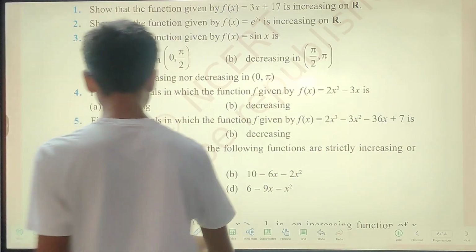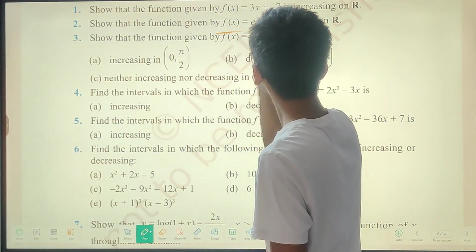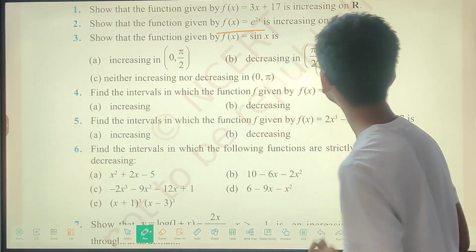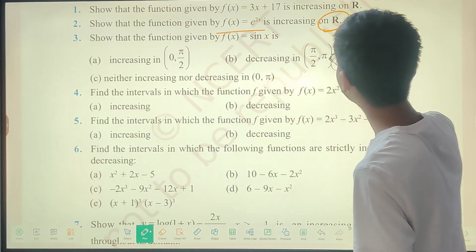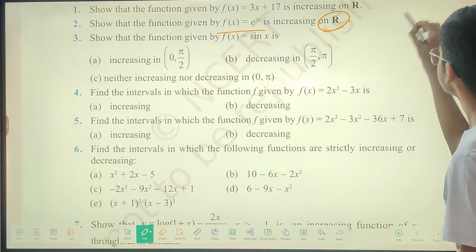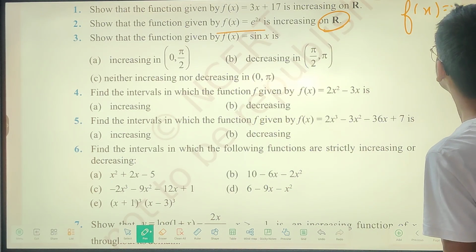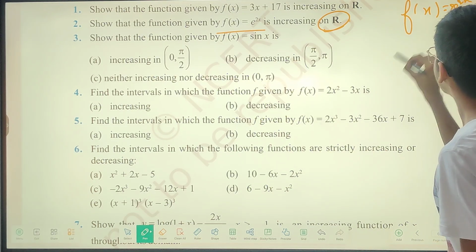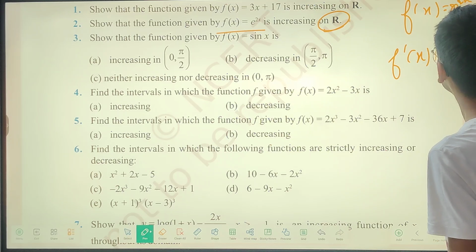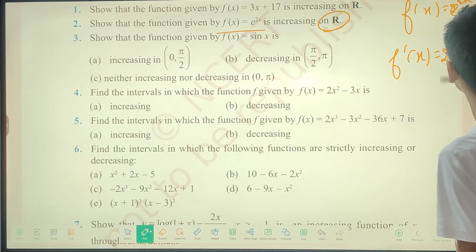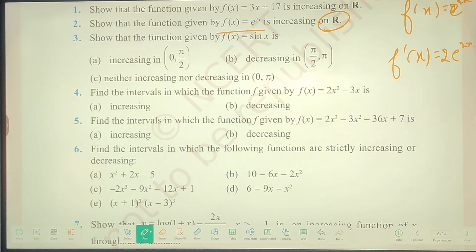Then we will also take this sum. They have given this as our f of x. This is our question number 2, and we have to find it in its entire domain. So f of x is equal to e to the power of 2x, then f dash x is equal to 2 into e to the power of 2x.